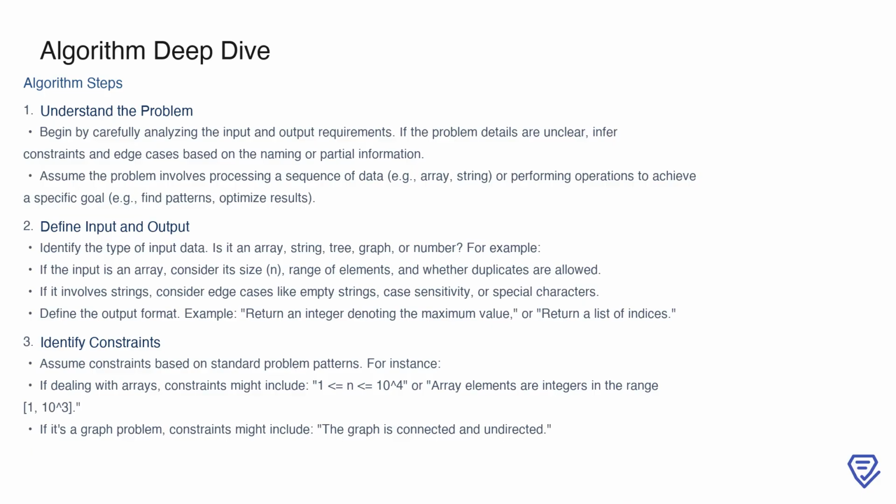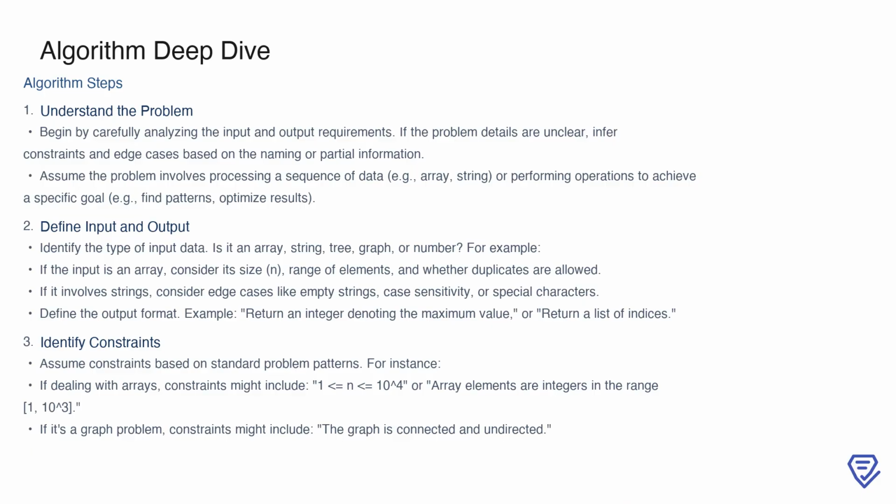To begin solving any algorithmic problem, the first step is to understand the problem clearly. This means examining the input and output requirements. If the problem details seem incomplete, try to infer constraints and edge cases. For instance, if the problem involves processing a sequence of data like an array or string, consider what operations might be needed to achieve the desired goal, such as finding patterns or optimizing results.